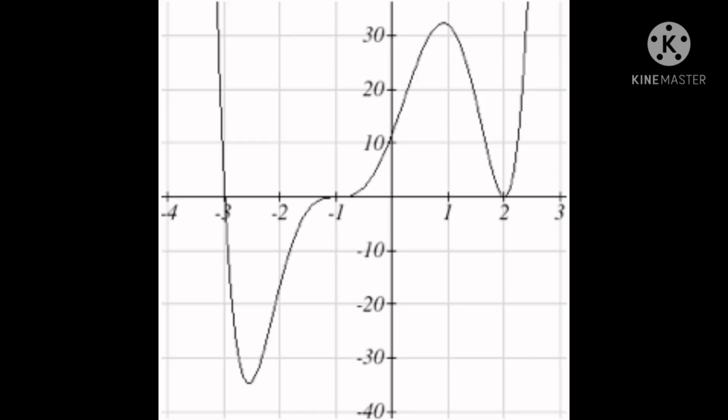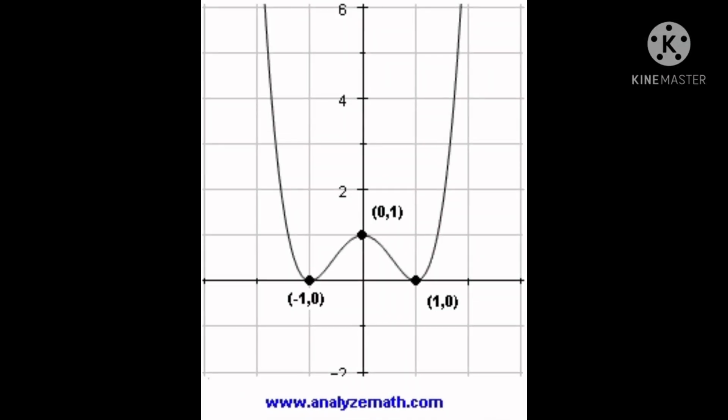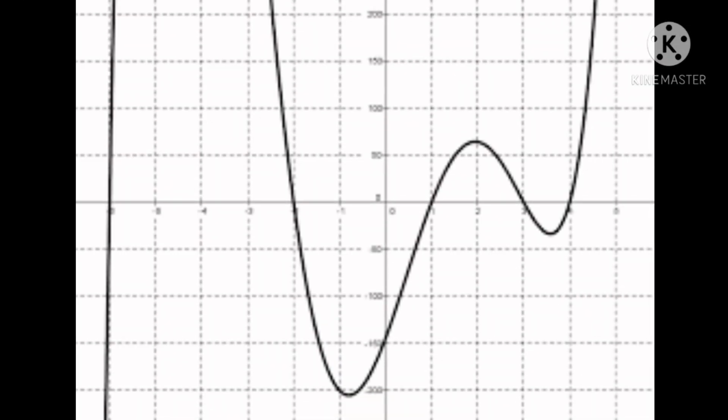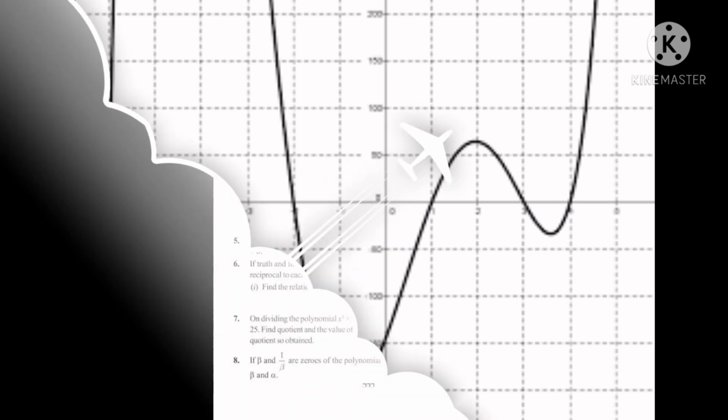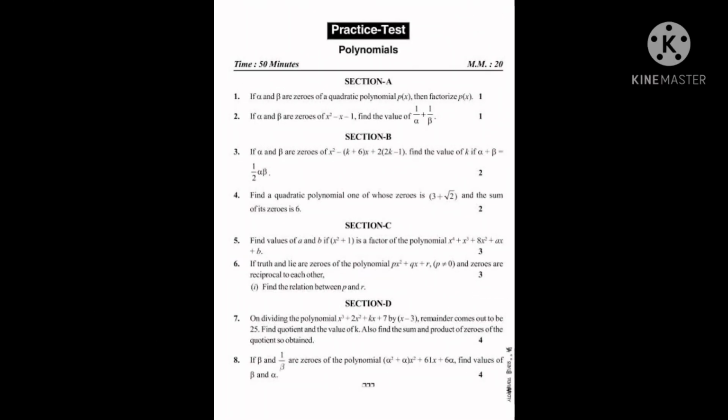You can revise the whole chapter by studying this mind map. So pause the video and study it carefully. Now I am showing some graphs. You have to write the zeros and number of zeros by seeing the graphical representation of these polynomials.